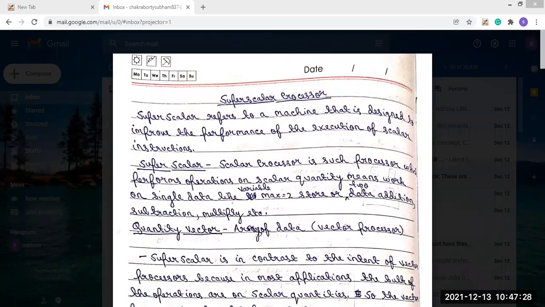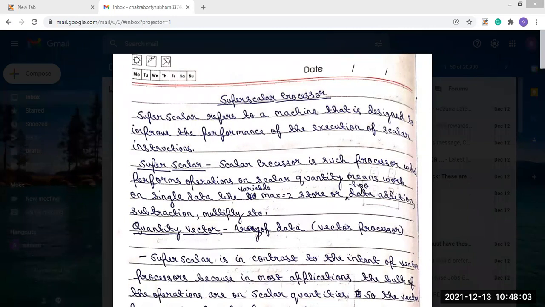Like, let's say there is a variable, max equal to 2, or store, or a two-data addition. Let's say only two values are present, and between them we have to perform the addition operation. So that is only a single data, on which it is performing addition, subtraction, multiplication, etc. But the vector processor and the array processor work over an array of data. So this is the difference.